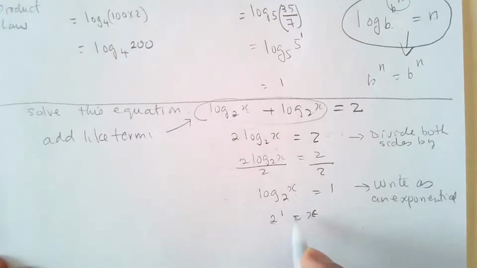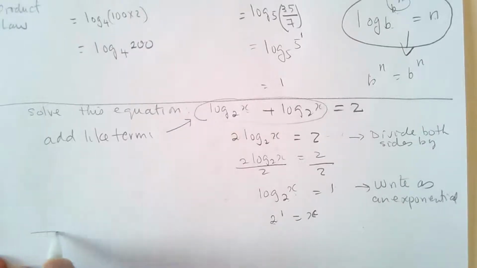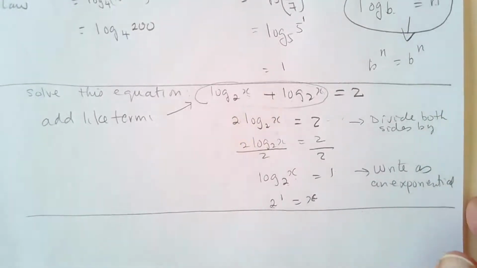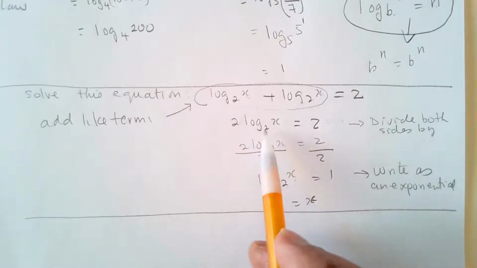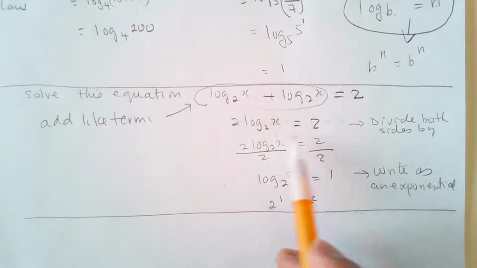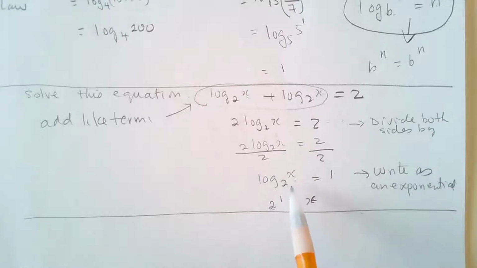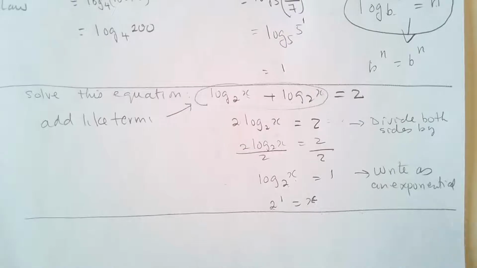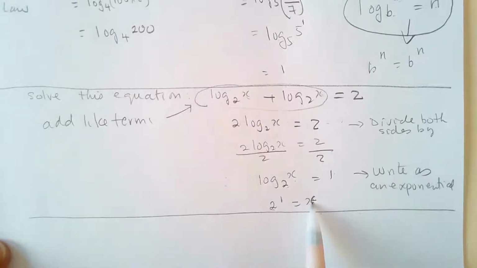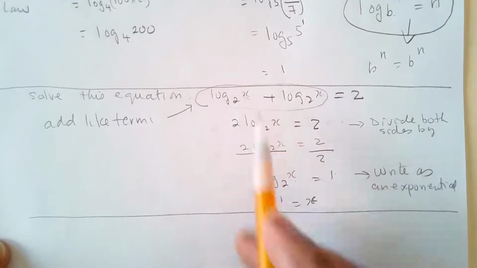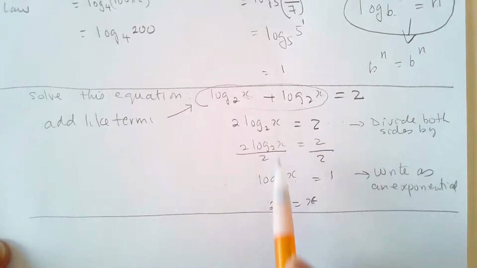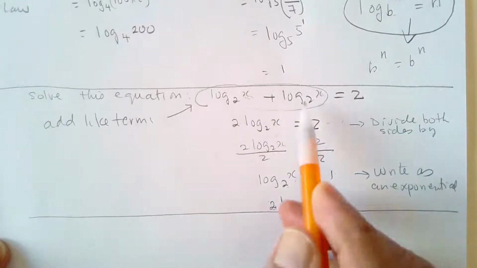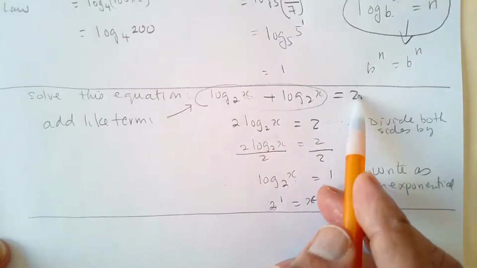So we conclude that x is equal to 2. There we go, we have solved the equation. We simplified by adding like terms and dividing by 2. Then we changed the log into an exponential to find a value for x. Now, to verify it, we will have to substitute the value for x into the log, which is 2. So replace x with 2, and the left side should be equal to the right side.